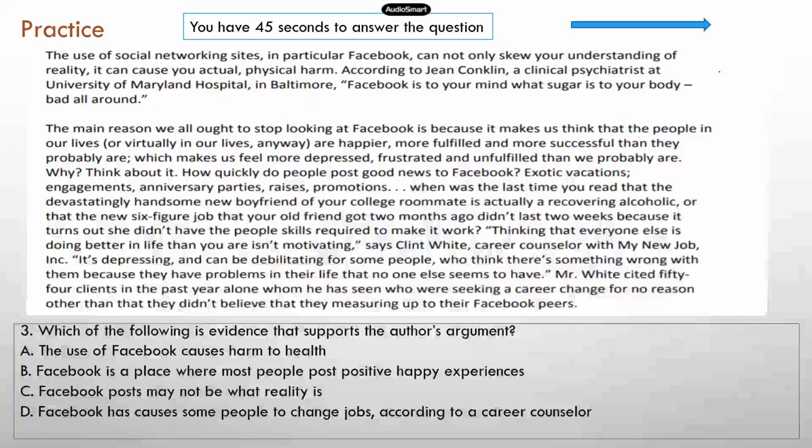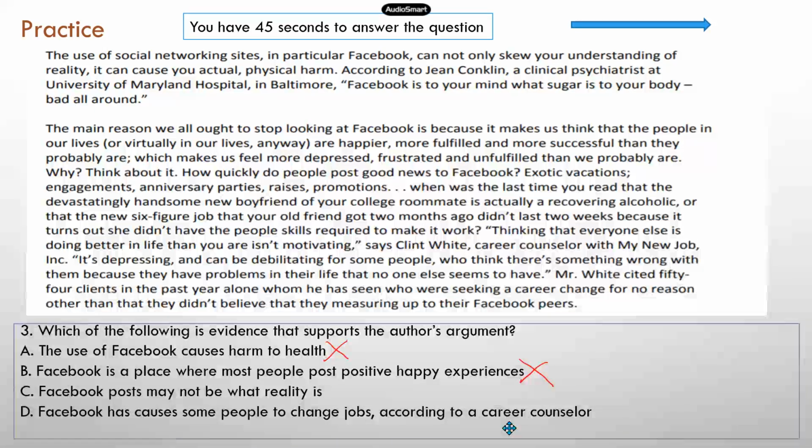Question 3, which of the following is evidence that supports the author's argument? So you can see now we're going down to specific supporting details, specific evidence. Is it A, the use of Facebook causes harm to health? We talked about this one, right? That's the argument. Is it B, Facebook is a place where most people post positive, happy experiences? No, that's not the evidence.